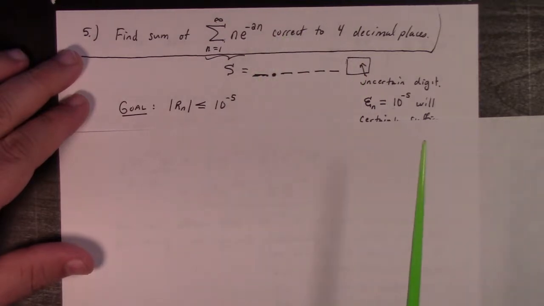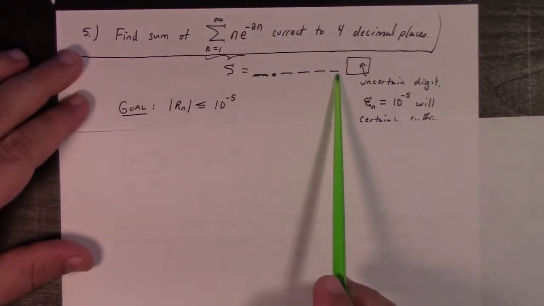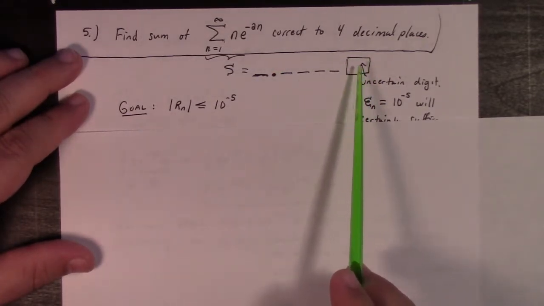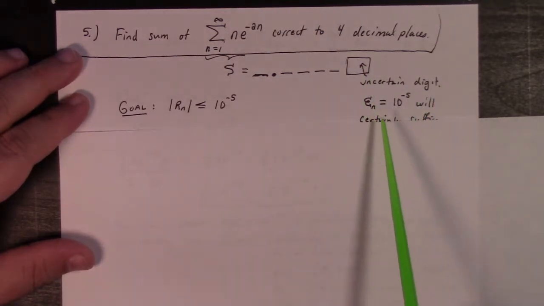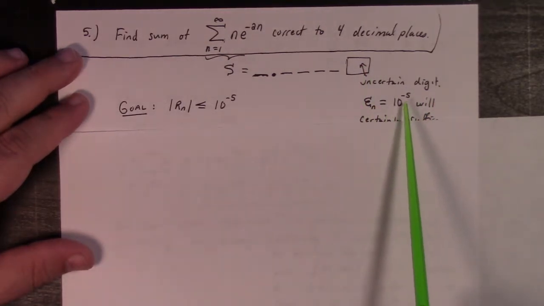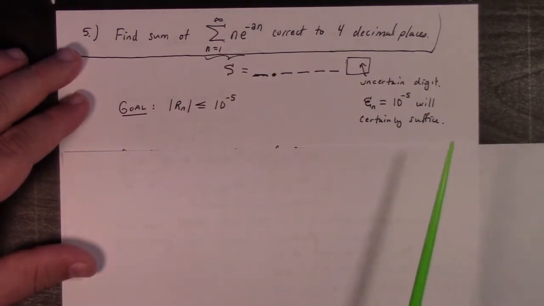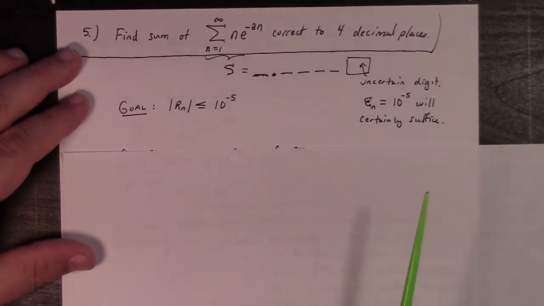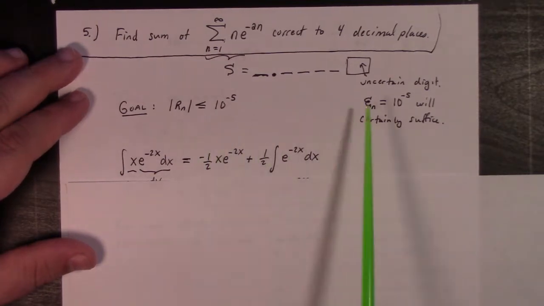Moving along here, example 5, we're supposed to find the sum of n e to the minus 2n correct to 4 decimal places. So in other words, I want to know this, this, this, this, and this, and I want these to be sure. So whatever uncertainty, it better be over here. If I have an error of about 10 to the minus 5th, that'll certainly suffice. That's probably actually a little bit greedy. Probably could do like 4 times this and still be safe. But anyway, I like to be a little bit cautious, so I'll do 10 to the minus 5.